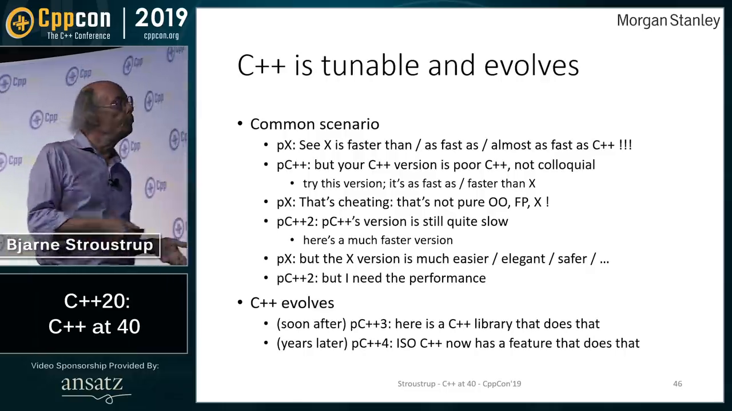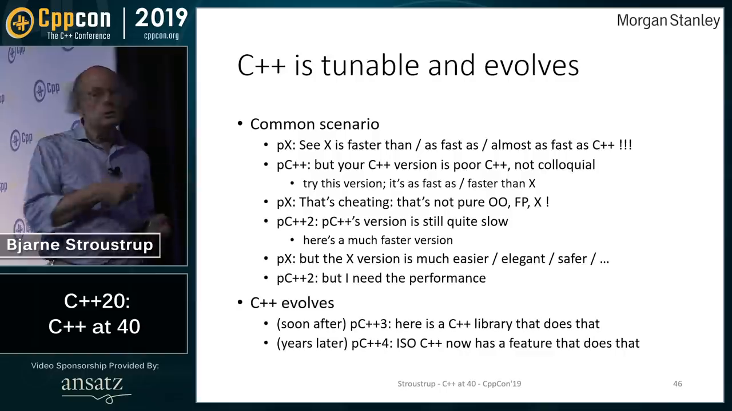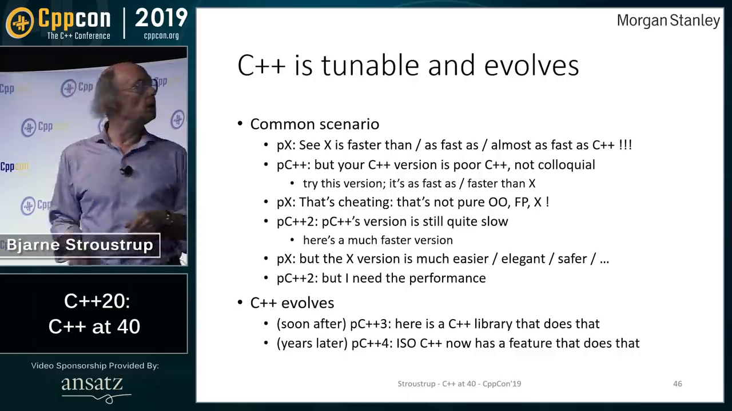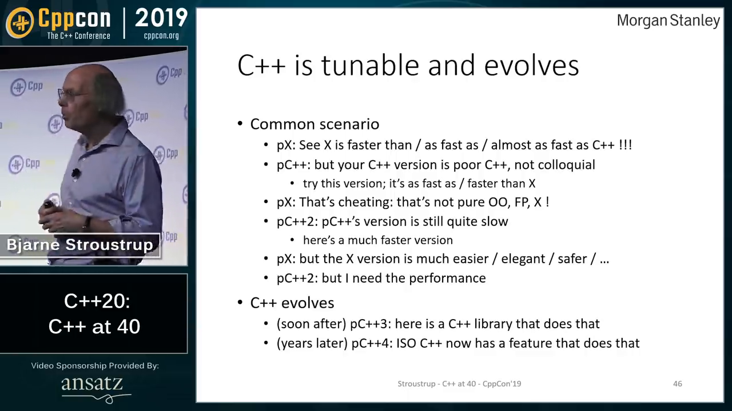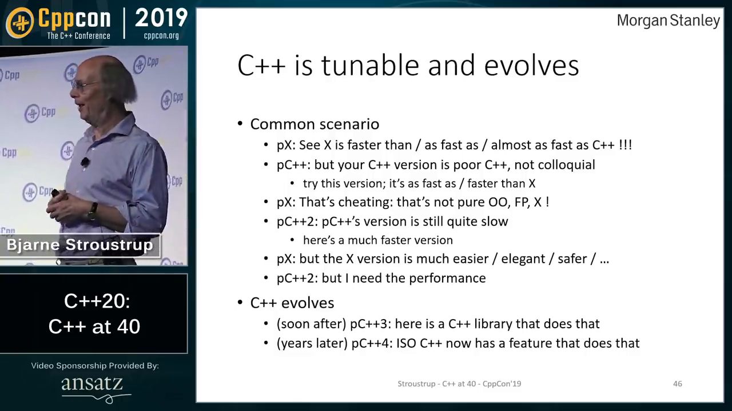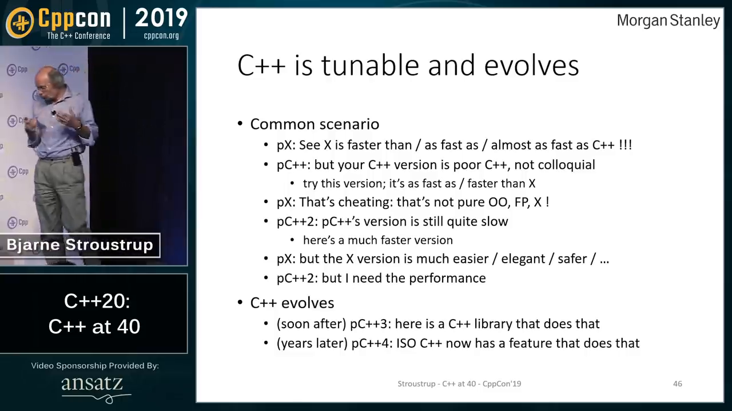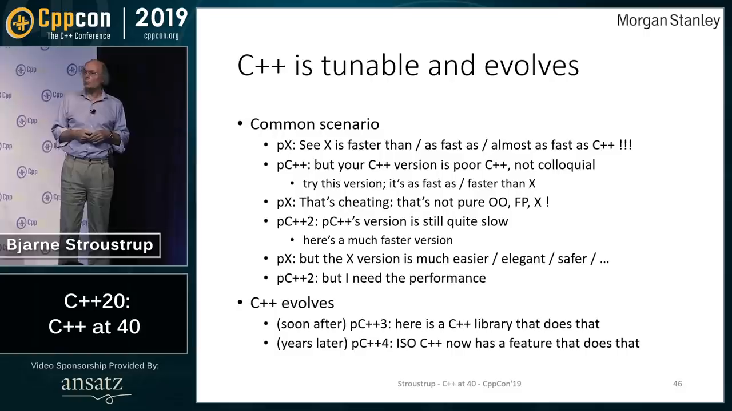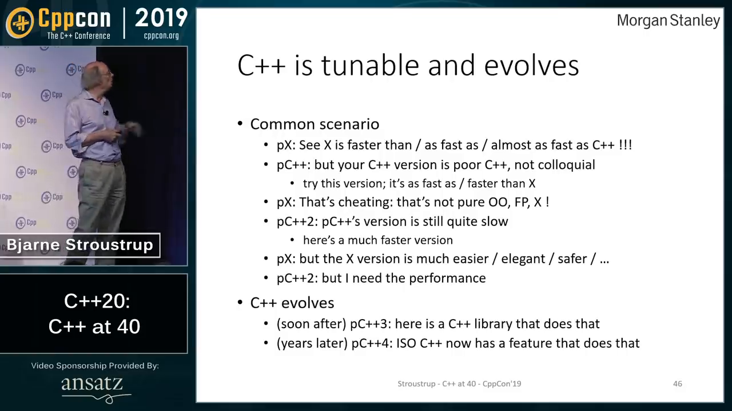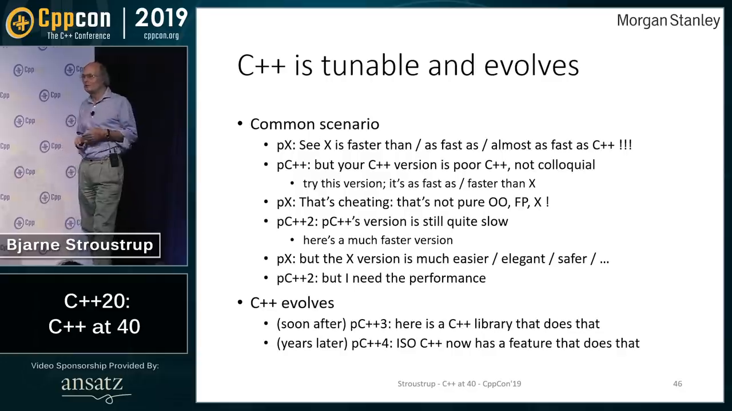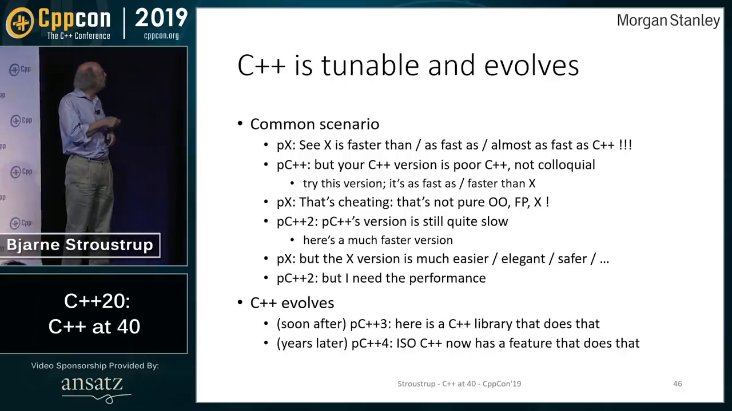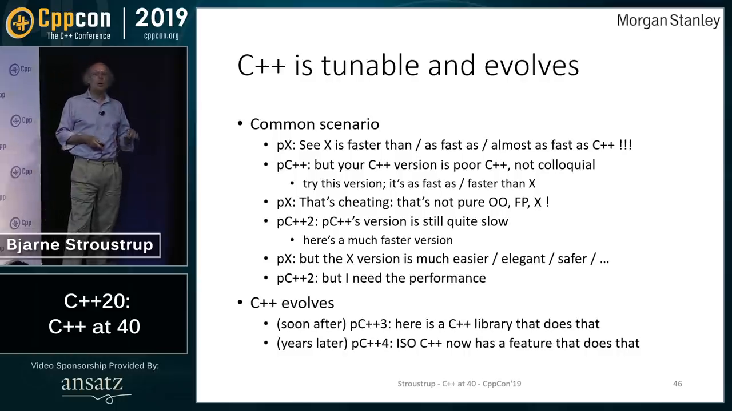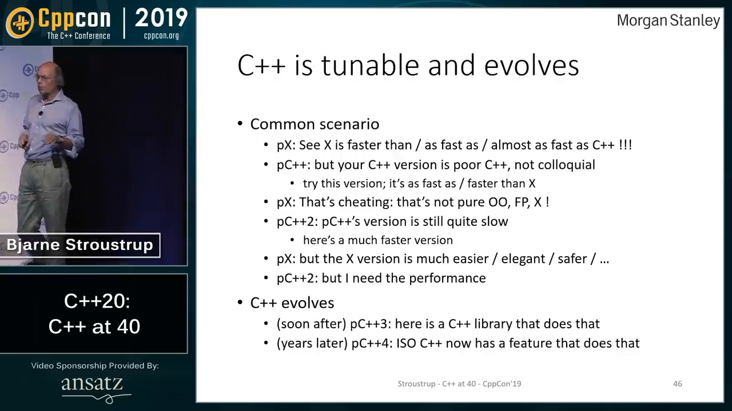Okay, but if we grant the elegant, easier, safer, which are properties I really love, and I want them in C++ if I can get them. So we wait. Soon after, some other proponent says, yeah, here's a library that does that. Sometimes it's a bit clunky, but it'll do it, and then you wait a bit, and if it really was as important as was claimed here, C++ will develop a feature that will actually do that, matching the original claims of performance and elegance. C++ is tunable, and it is evolvable, deliberately evolvable from day one.